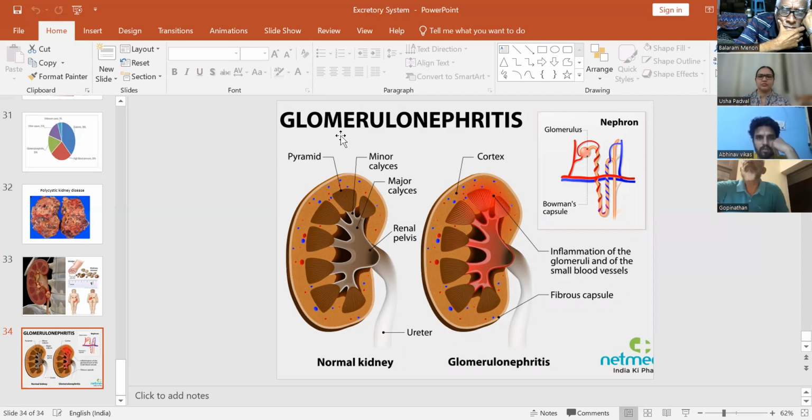This is glomerular nephritis. What is there? If you see a normal kidney and the problem kidney, can you see the red ones here? The inflammation has come to the small vessels. So these are different kinds of kidney issues.